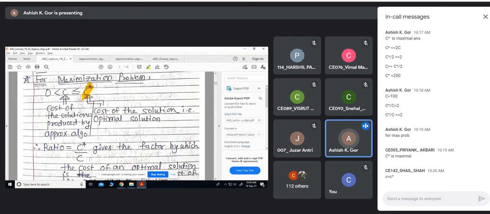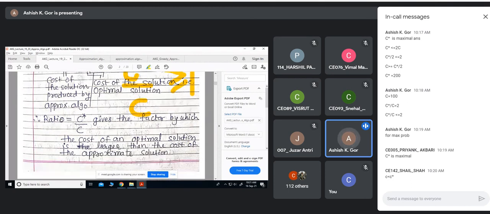So what is this ratio? I don't want a ratio less than 1. Remember, I don't want a ratio less than 1. So if you do C upon C star, it is less than or equal to 1. That is not going to work, because I don't want a value less than or equal to 1. I will tell you why. So I have to compulsorily take what value? C star by C, because C star is higher, C is lower. So in that case, C star by C is greater than or equal to 1.